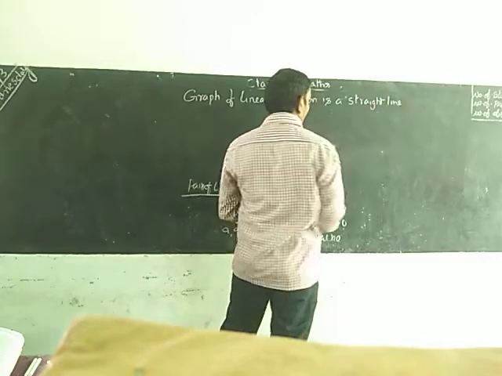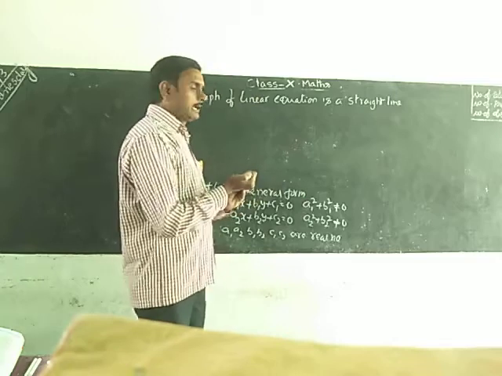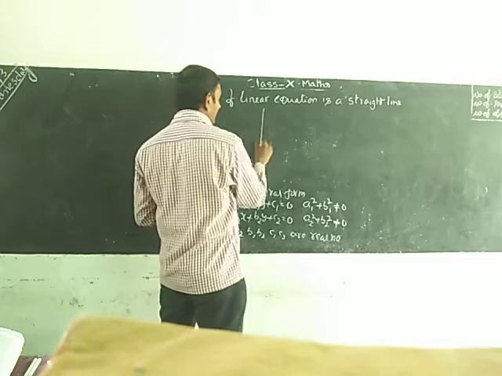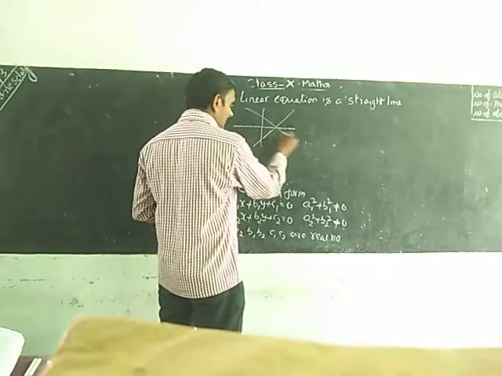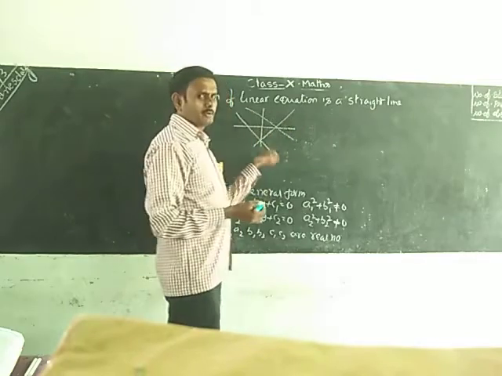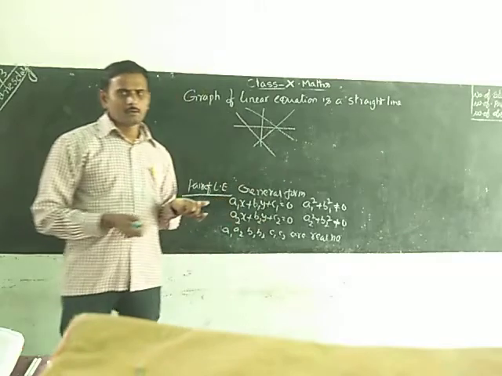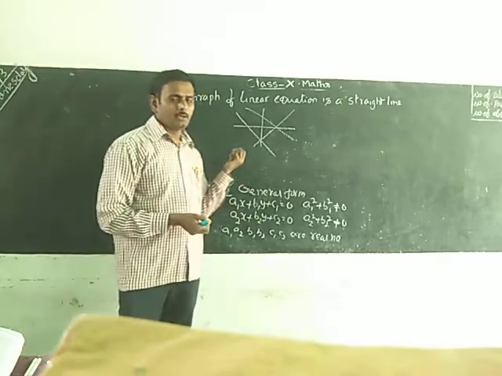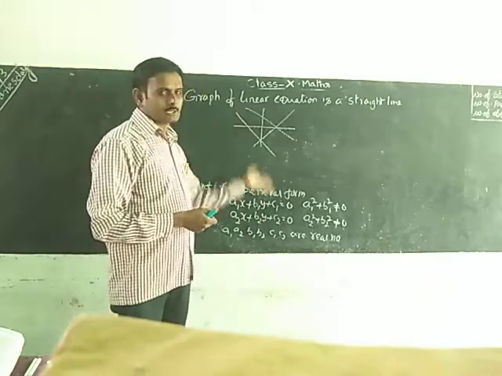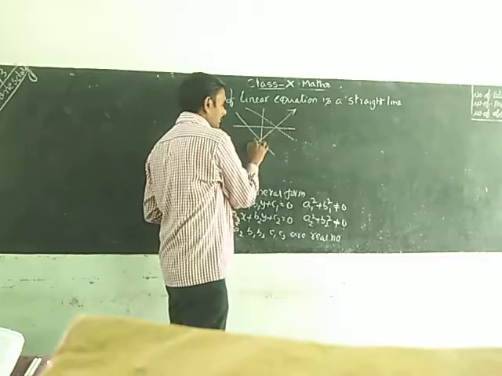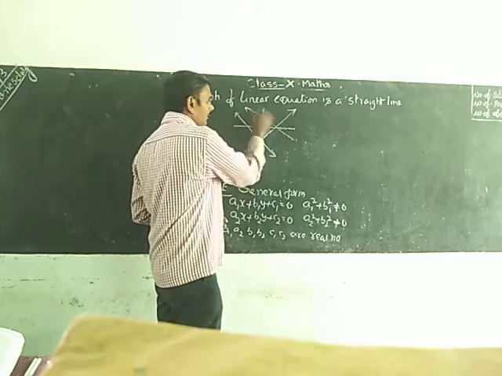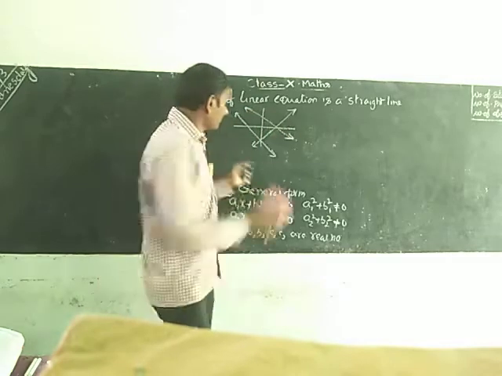The graph of a linear equation is a straight line. The straight line may be like this, or like this, or like this. Any time you draw a linear equation graph, it is a straight line. After drawing a straight line, we have to place arrows. Only one straight line is possible.